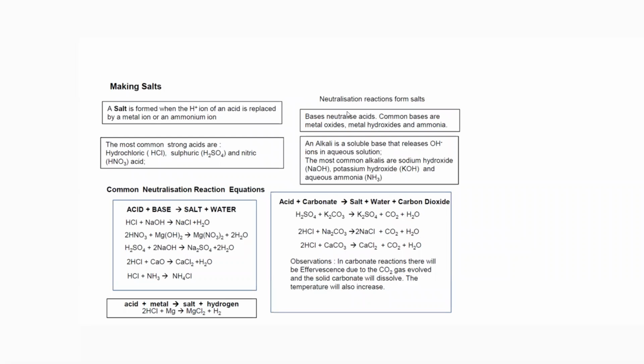Next is how we can make a salt, or methods of preparing a salt. So basically, what is salt? When hydrogen of an acid is replaced by a metal, we call that a salt. For example, HCl is an acid, but in place of hydrogen, if we write a metal, say NaCl, then it will become a salt.